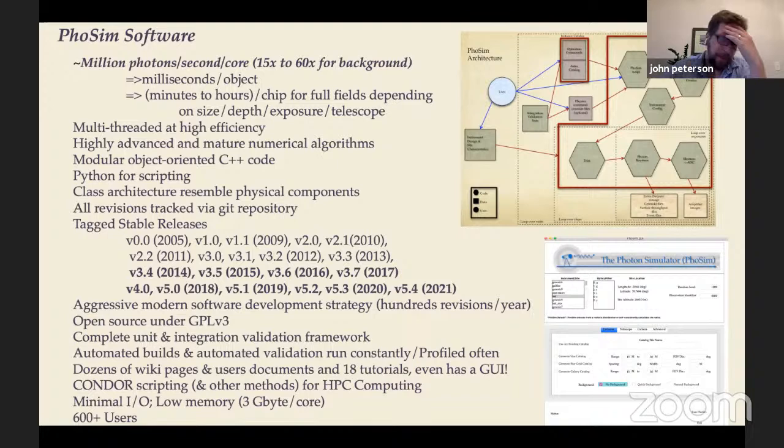And often, with each new release, we're revising or correcting or improving the physics and making the interfaces easier to use all the time. I'll show you a link at the end, but there's tons of documentation. There's 18 tutorials. It even has its own GUI. You can run this whole thing on high performance computing as well. So if you want to simulate a large number of images, you can do that pretty easily. And I think there's of order about 600 people that have used it.